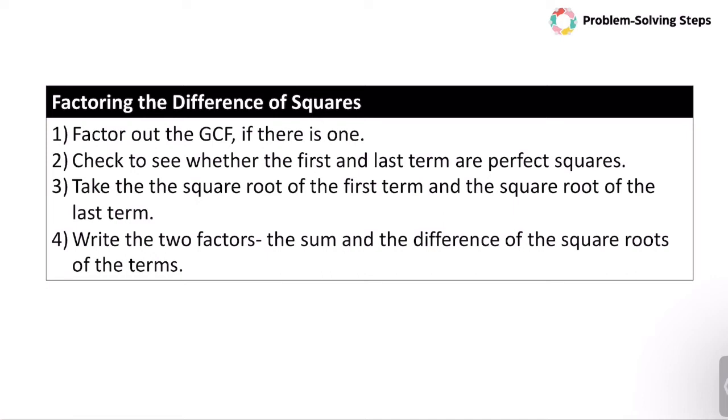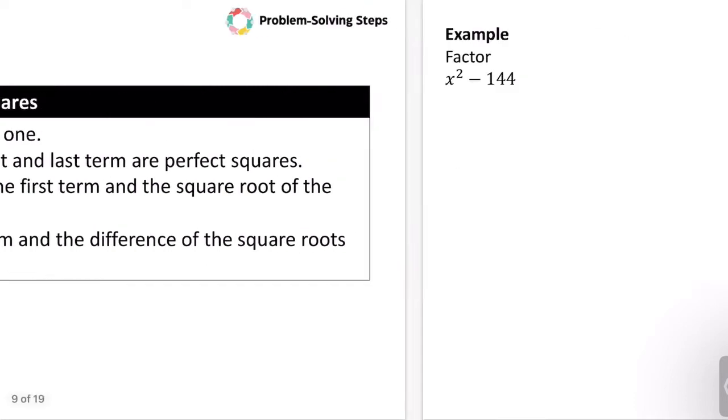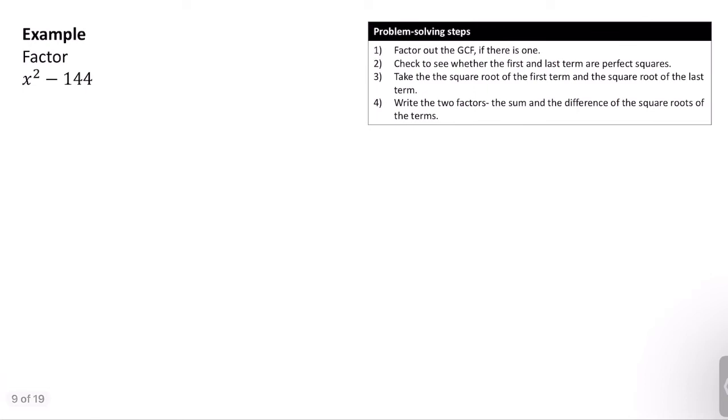Then you take the square root of the first term and the square root of the last term, and we'll write the two factors, the sum and difference of the square roots of the terms. So let's try this example. Let's factor x squared minus 144.